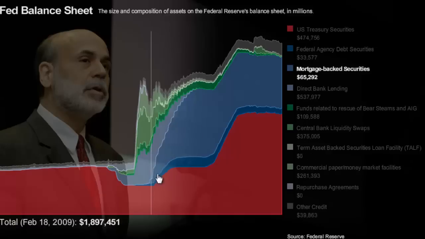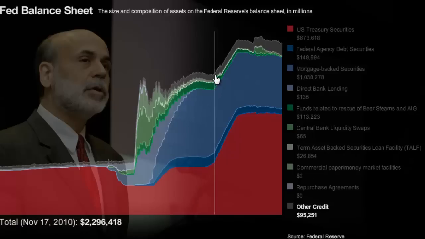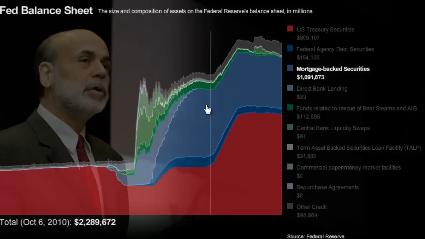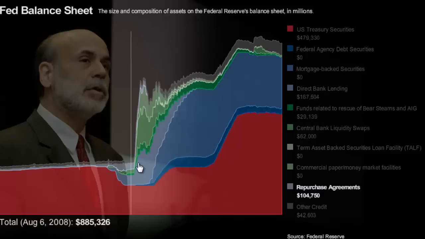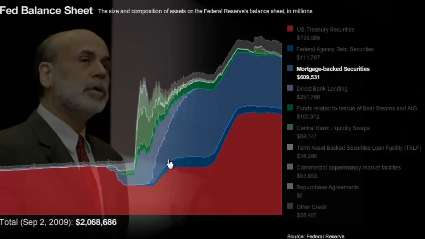And this is what's called QE1. The Fed is purchasing a lot of mortgage bonds. You'll notice that all the other lending kind of gets wound down. The financial crisis has receded, but the Fed is doing some extraordinary monetary policy because it's brought short-term interest rates, as of late 2008, down to zero. So moving forward, it's focused on bringing long-term rates down.